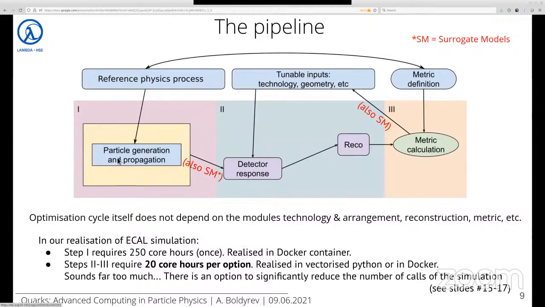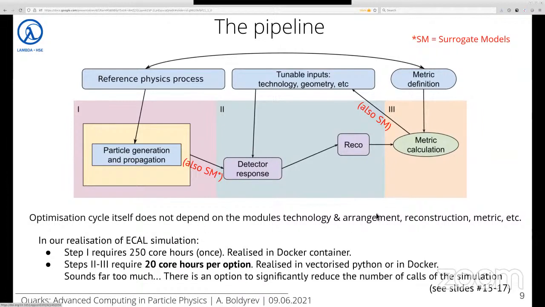The first is particle generation and propagation. Common experiment event generation and particle propagation software can be used here. The second stage consists of accurate detector response simulation, as well as the reconstruction. And the third is for the metric calculation. The optimization cycle itself does not depend on the model's technology and this arrangement, on the reconstruction, the metric definitions, and so on.